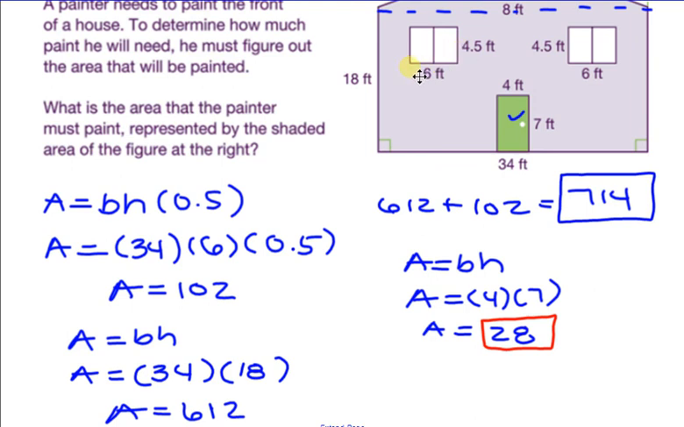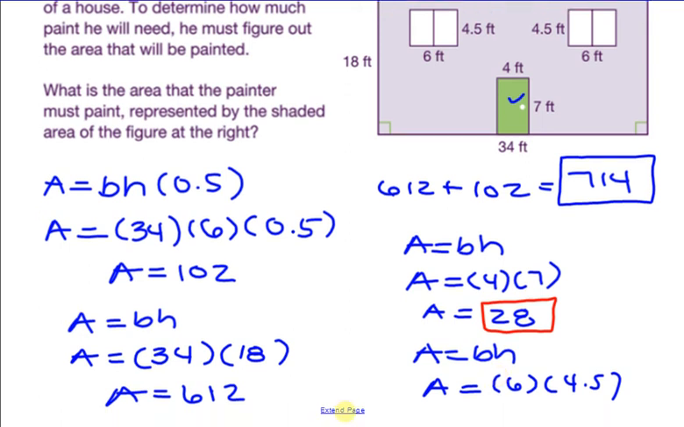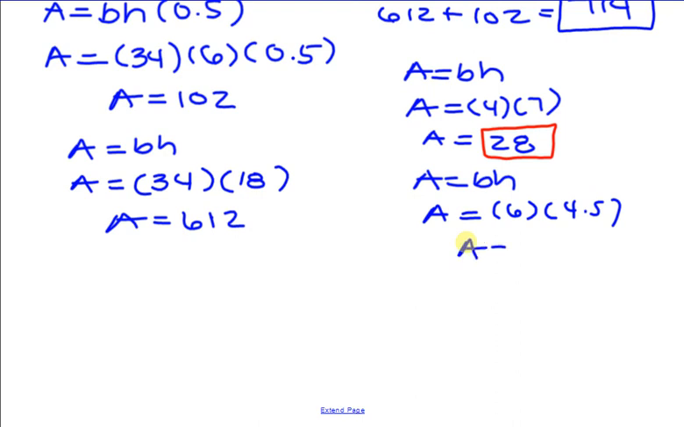Now this window has dimensions of 6 and 4.5, and again 6 and 4.5. So I can just calculate one of these windows and multiply it times 2. So area equals base times height. It has a base of 6 and a height of 4.5. So 6 times 4.5 is going to be 27. So area equals 27. And I'm going to write it twice and box it twice so that I remember to subtract it twice.